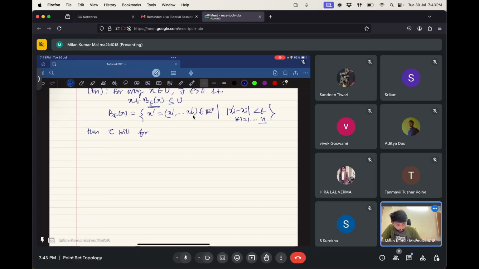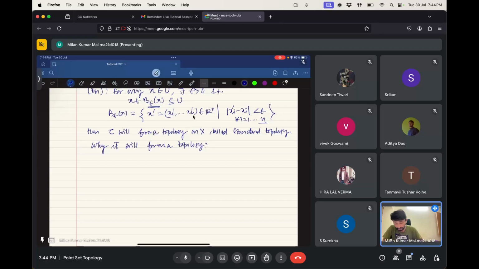on X, called the standard topology. And why it will form a topology, that I will just discuss. This is called the standard topology. Why will it form a topology?